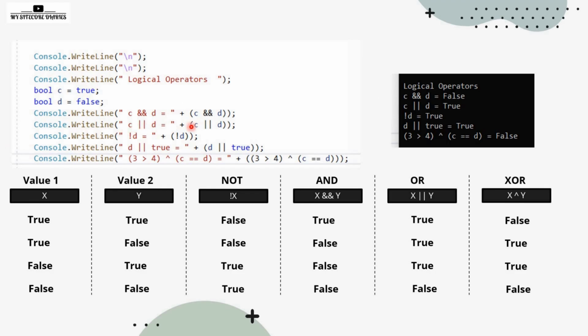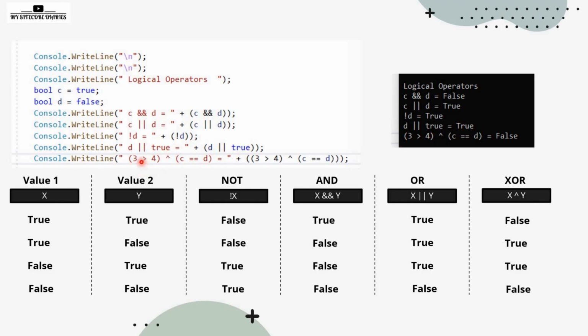The next is C or D, where C is true, D is false, then the OR value will be true. So here it is true. One of them is true, then it will become true. Not D. So D is false, so not D is the opposite of D. So it will become true. Then we have D or true. D is false or true. So it will become true. One of them will be true.